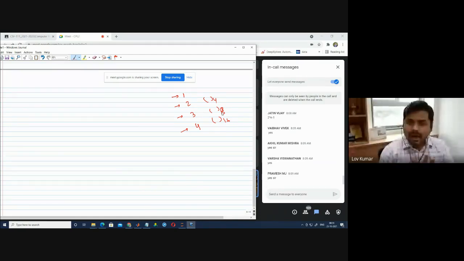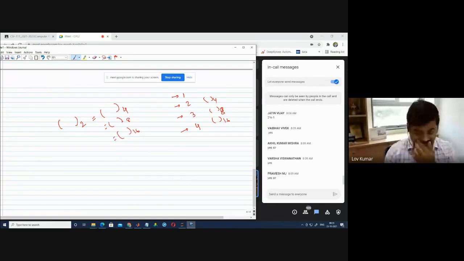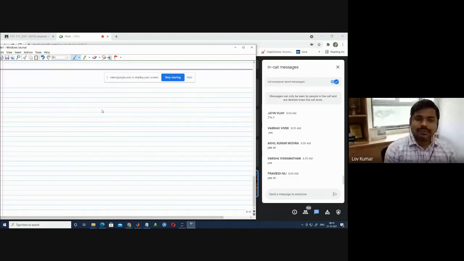Okay. Now we'll see how to convert any binary number directly to any base, either to base 4, or base 8, or base 16. Okay. So now you can see the process. As for example, we are writing this binary number 1 0, something like that. Okay.